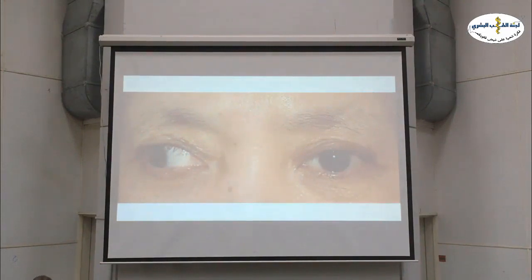Okay. Some of these squints or strabismus are mild. Some of them are quite severe. And we need to know what is the story.